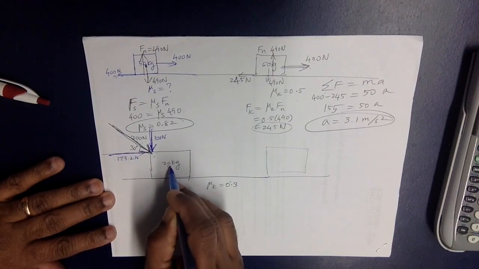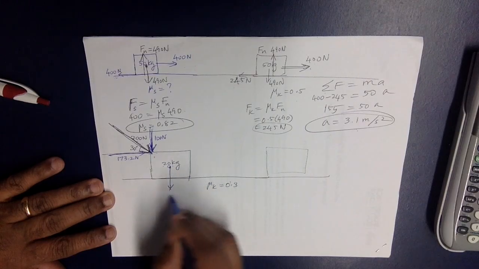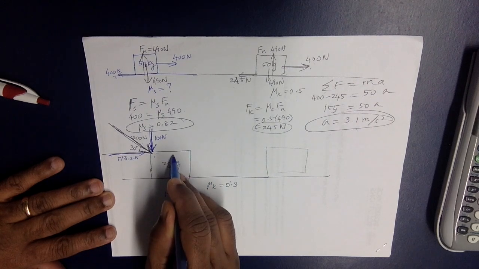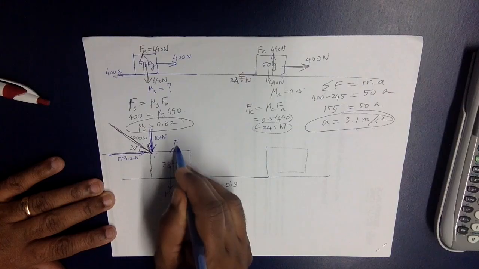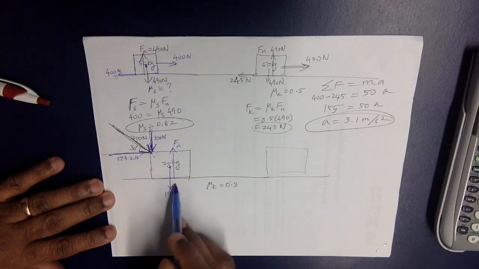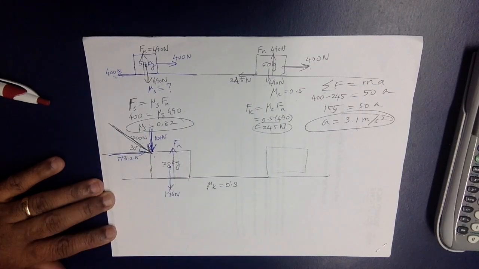Now, what are the other forces coming in here? This is the weight of this object. 20 kilograms times 9.8 is 196 newtons. That's the weight of the object. So there is a normal force. But how much is the normal force? You can't say the normal force is the same thing. In this case, because there is an extra thing coming here, you have to recalculate it.